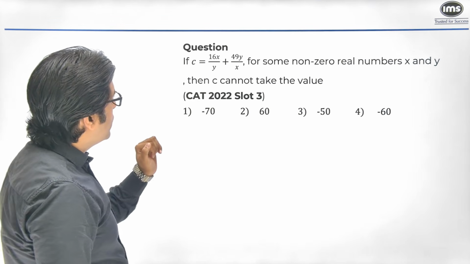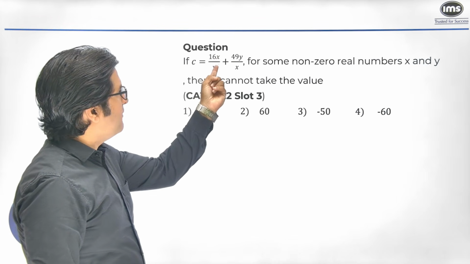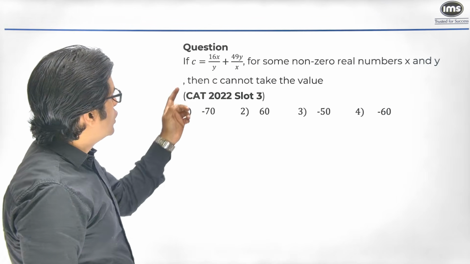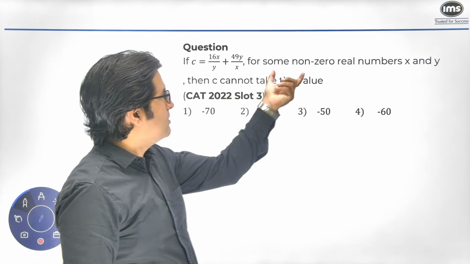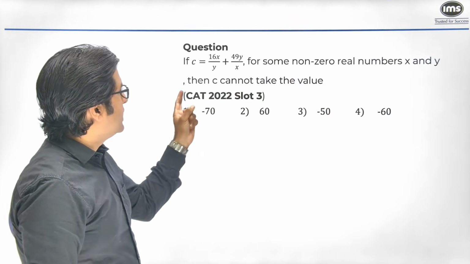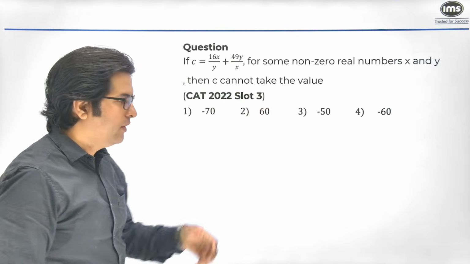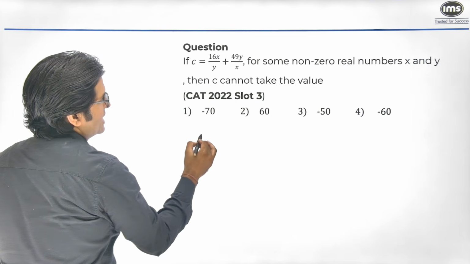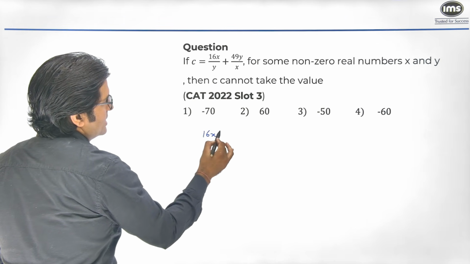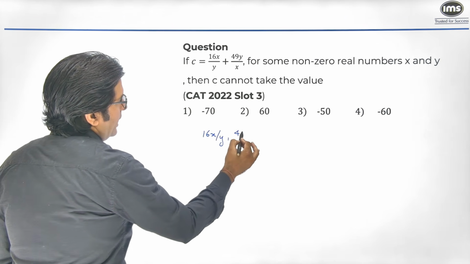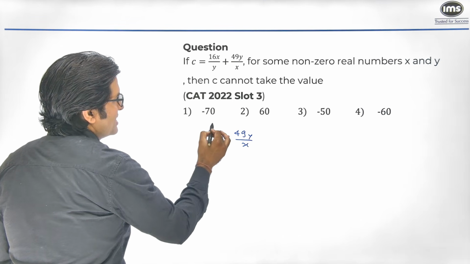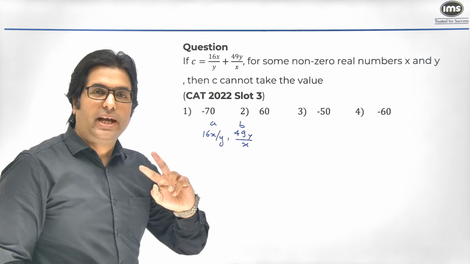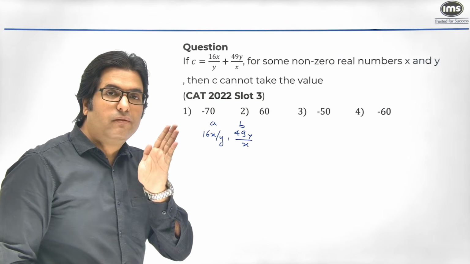Again, the moment you look at the terms x by y and y by x, we should think of arithmetic mean greater than or equal to geometric mean. So they are saying if C is this expression for some non-zero real numbers x and y, then C cannot take the value of. So understand that if I take the two numbers as 16x by y and 49y by x, think of them as A and B. If I take arithmetic mean of them, this will be a plus b by 2. The geometric mean will be under root of AB.